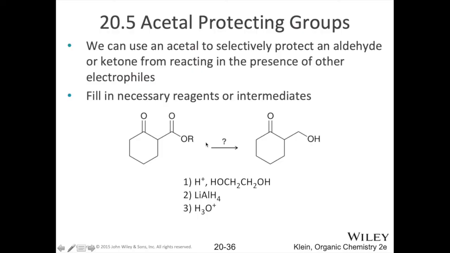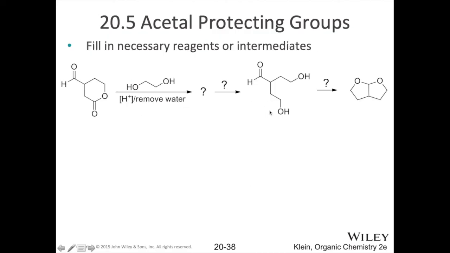Okay, so that's actually what happens. In the first step we will use our diol here, ethane diol, in the presence of an acid to change this into a cyclic acetal. Then we'll use lithium aluminum hydride, which is a reducing agent that will reduce this ester down to the corresponding alcohol. And then we can use an acid and water to convert that acetal back into the ketone. All right, so here's another example of that.